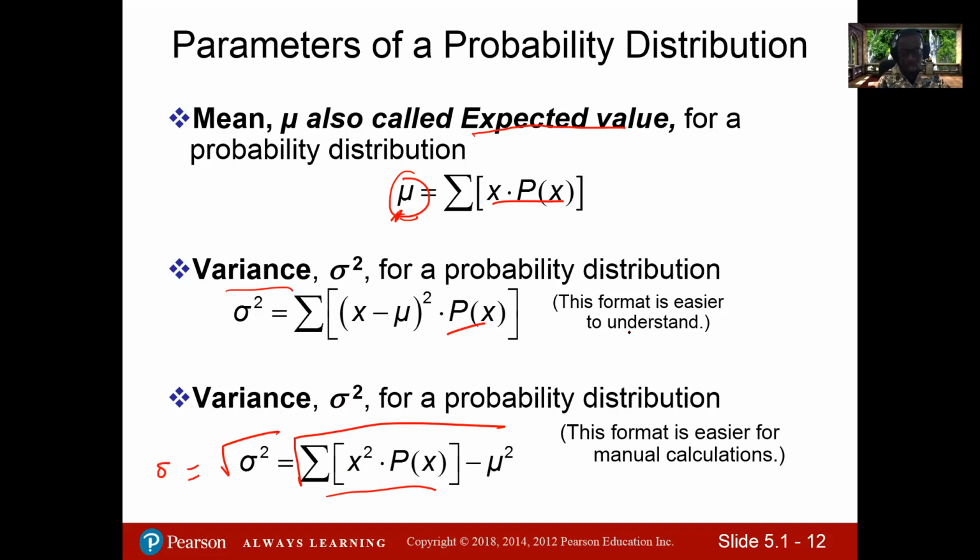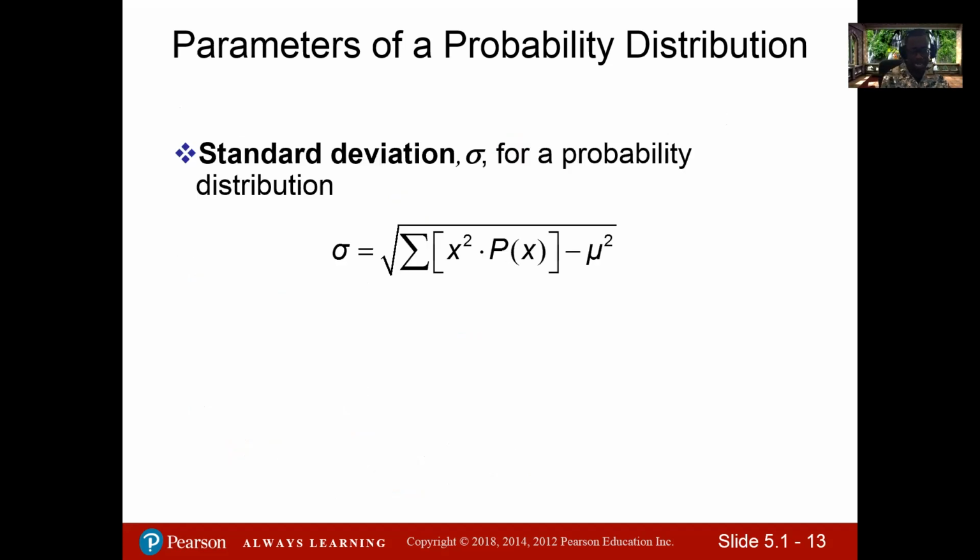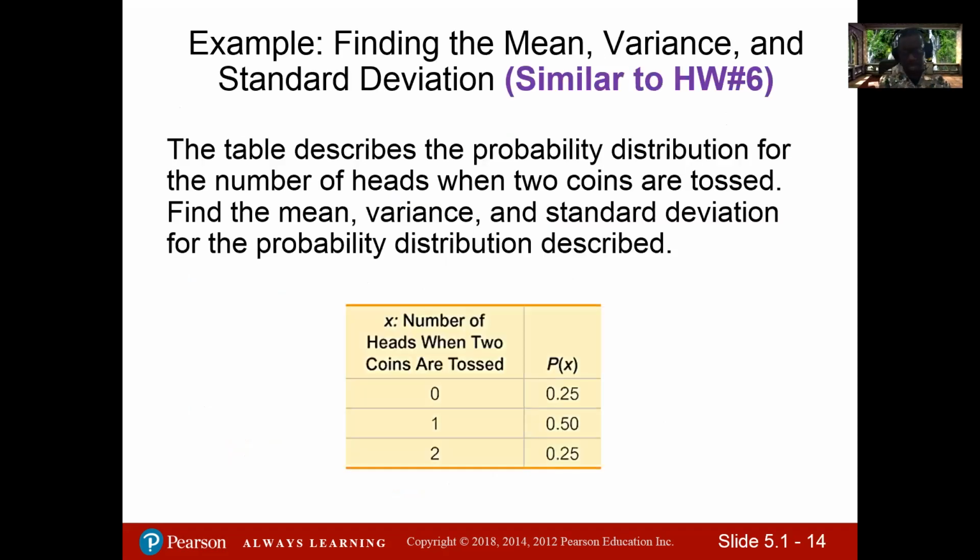But before I go further, this format is easier to understand, but the second one is easier to calculate manually. And I'll calculate using StatCrunch manual and then also StatCrunch to show you what I mean by that. Okay, so like I said, the standard deviation is given by the square root of the variance, which gives me that formula. Okay, so here's an example.